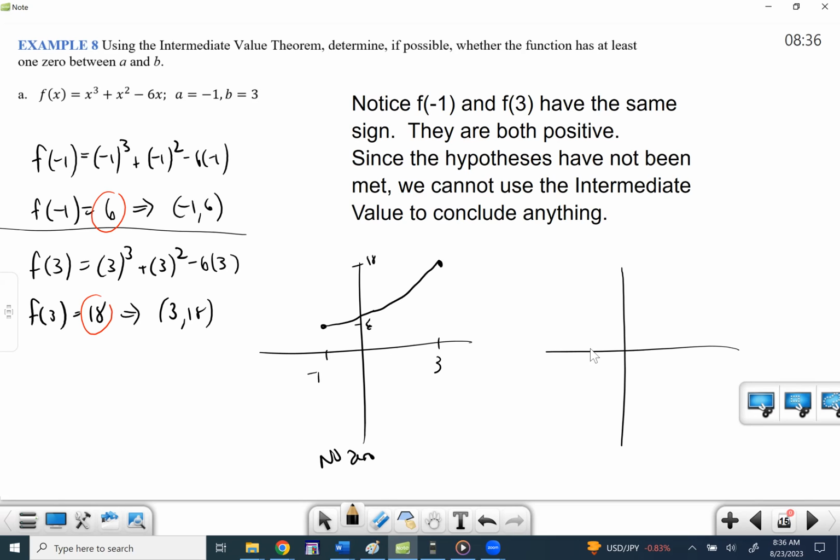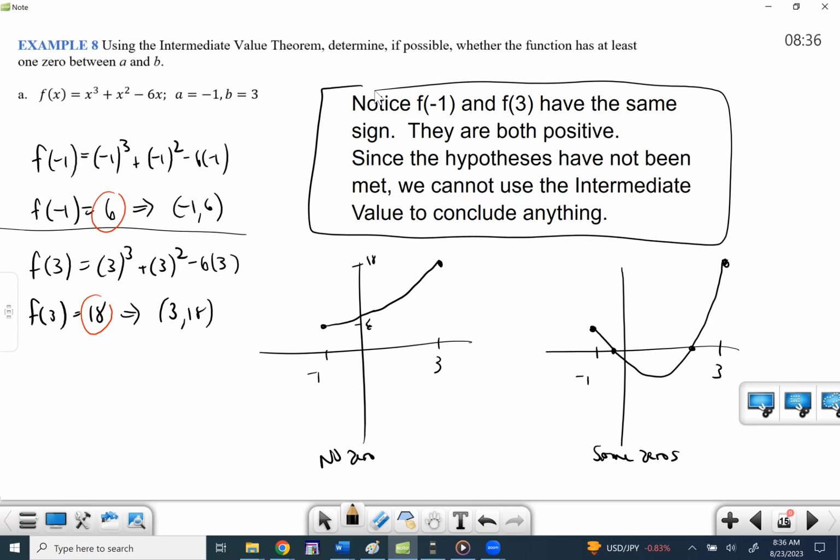But what we really know is nothing, okay? I mean, maybe it does. Let's say this is 18. Maybe it did for some reason do this. We don't know, so maybe it does have zeros. What we're saying is we don't know, okay? The intermediate value theorem does not apply.